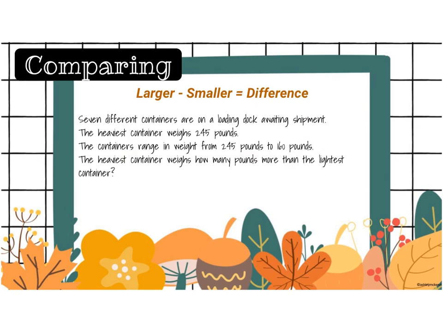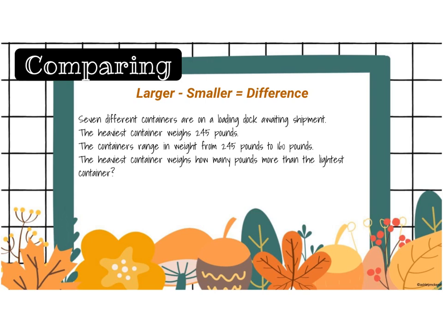Okay, if I have larger minus smaller, you might see something like 7 different containers are on a loading dock awaiting shipment. So we're talking about size here. The containers are all going to be different size. The heaviest container weighs 245 pounds. The containers range in weight from 245 pounds to 160 pounds, meaning that the lightest container is 160 pounds. So if the heaviest is 245 and the lightest is 160, then how many pounds more is the heaviest container than the lightest container? These are comparing type questions.